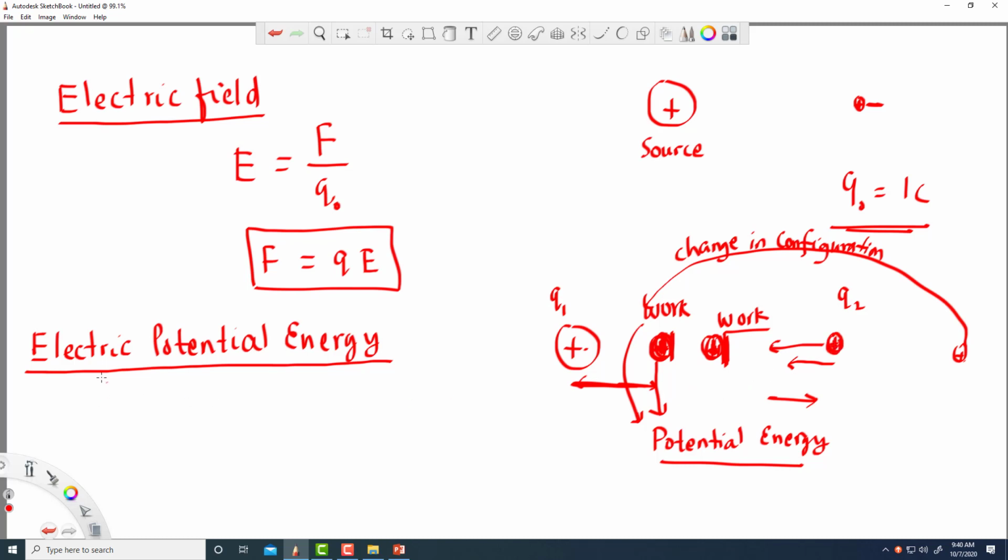Okay, so the electric potential energy is denoted by U. It is given by K times the source charge Q1, and the charge that we are bringing from infinity, let's say Q2, and the distance d. So that's the distance between the source charge and the charge that we are bringing from infinity. Its unit is joules, same as the unit of energy.